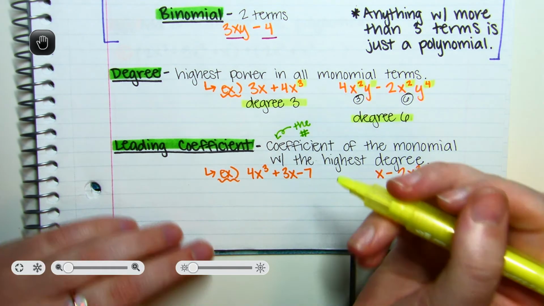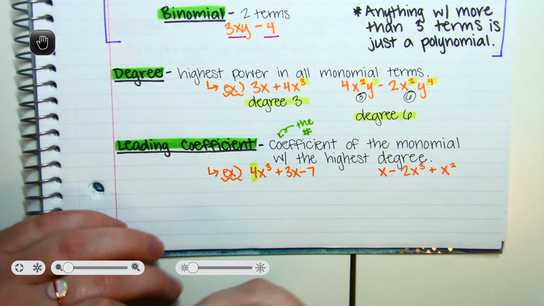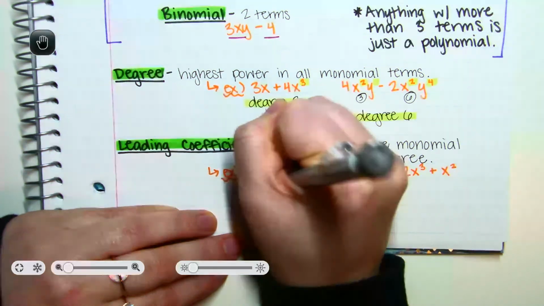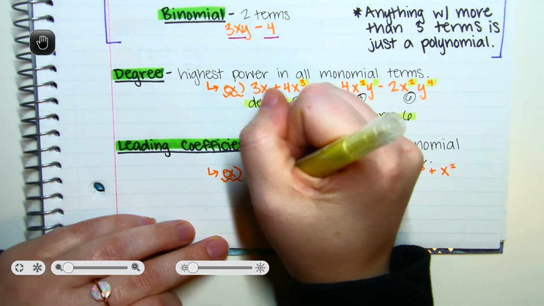And that leading coefficient that's in front of this term is the 4. So my leading coefficient is 4, and I'm going to abbreviate that as LC.